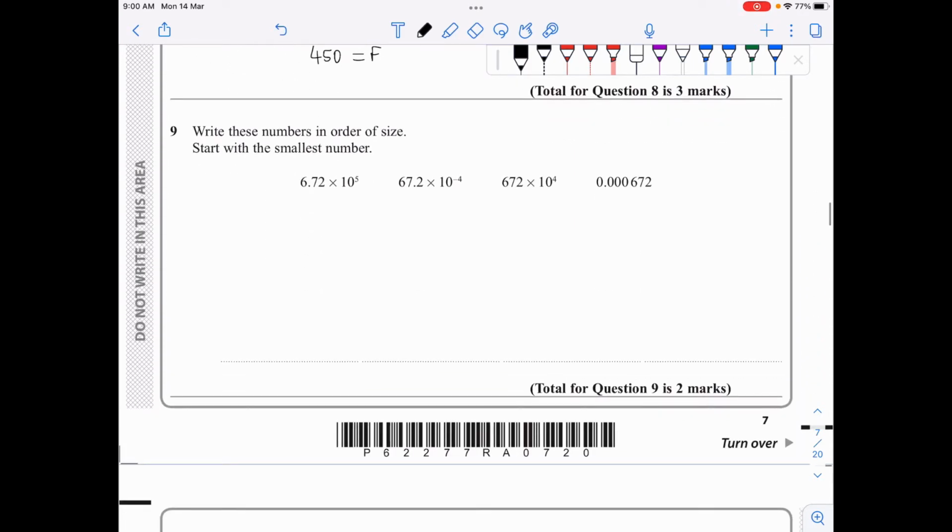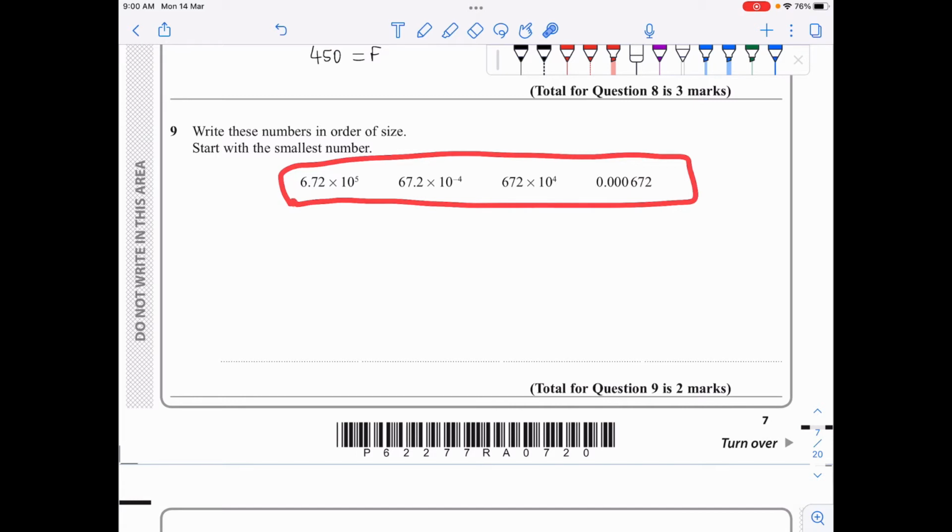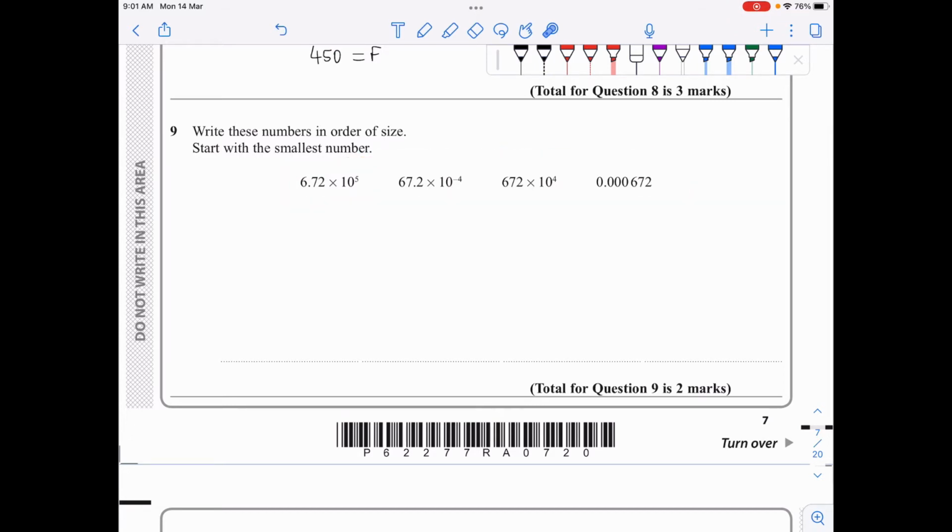Number 9, write these numbers in order of size. Start with the smallest number. I could try getting everything to be in the same form, maybe as a decimal form or as a standard form. However, just by looking at it, I noticed that these two numbers are actually quite big, and the other two numbers are the small numbers. So I'm gonna do comparisons between these two.